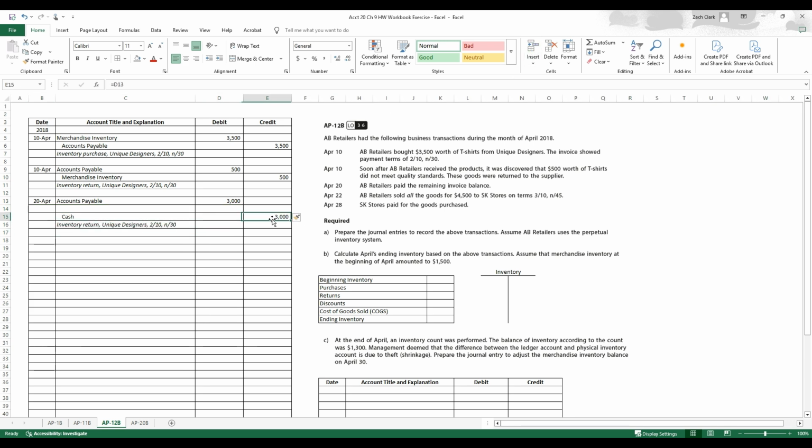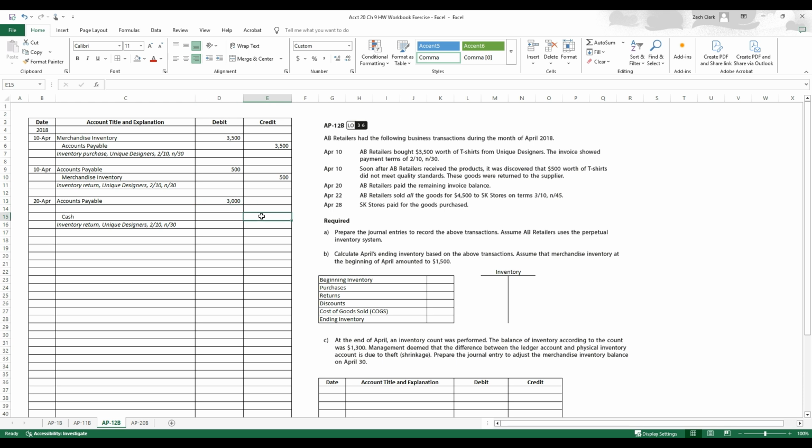We can't forget, and I just remembered, that we have to account for the potential discount. We paid within 10 days. We bought it on April 10th, and we had 10 days to receive our discount, so we paid on the last day possible to get the discount. Whether it's accounts receivable or payable with a discount, we want to get rid of the payable in total. So 3,000 was the payable left over after the return, and we do that for the full amount.